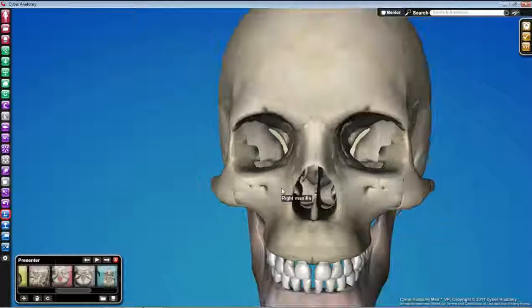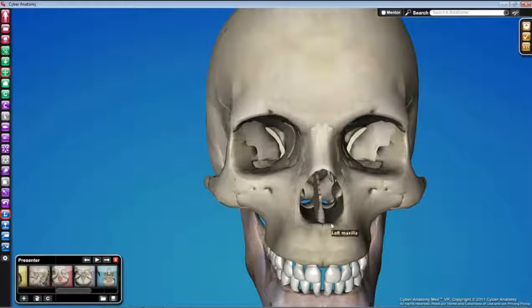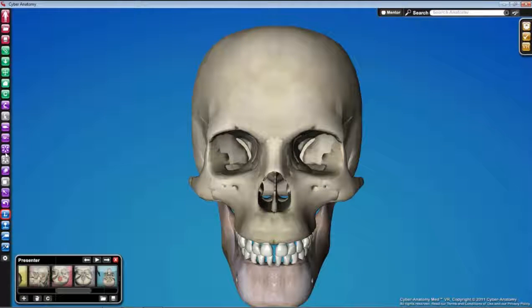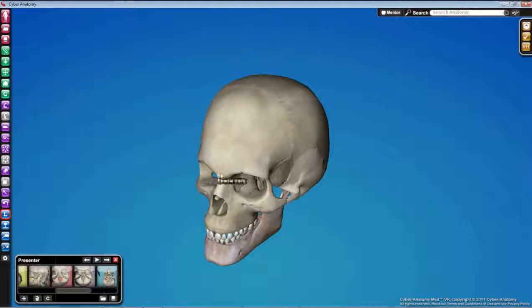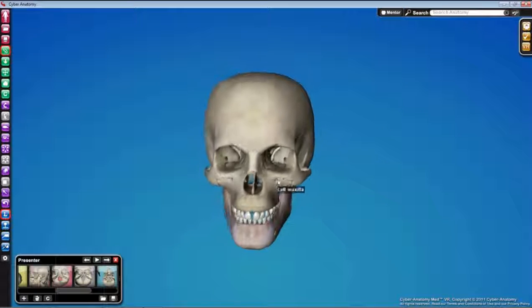Also remember that you have the exploded skulls as resources. We'll see what happens when we explode this skull, if it all just goes to pieces. Oops, where'd it go? Come on back now. We better bring that back together and go home. There we go. Sort of all went to pieces there.